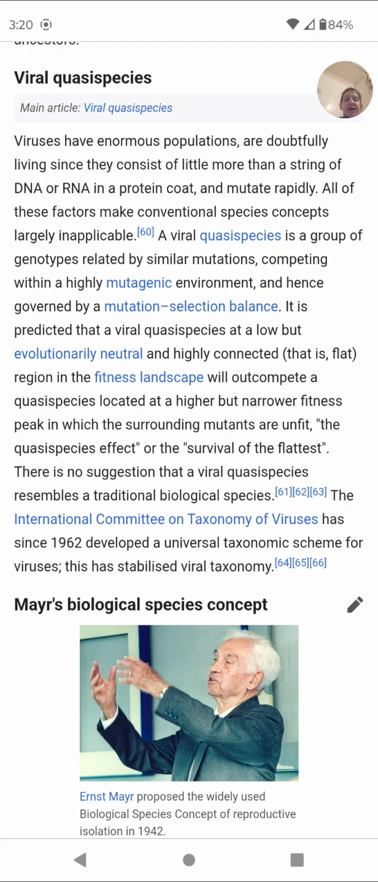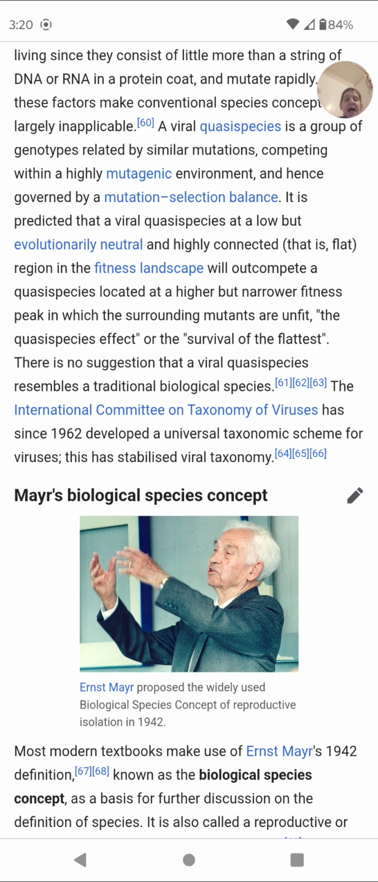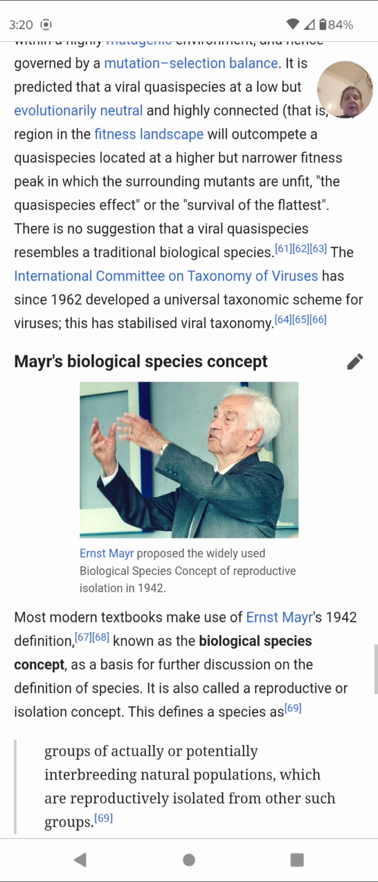There is no suggestion that a viral quasispecies resembles a traditional biological species. The International Committee on Taxonomy of Viruses has since 1962 developed a universal taxonomic scheme for viruses that has stabilized the viral nomenclature.